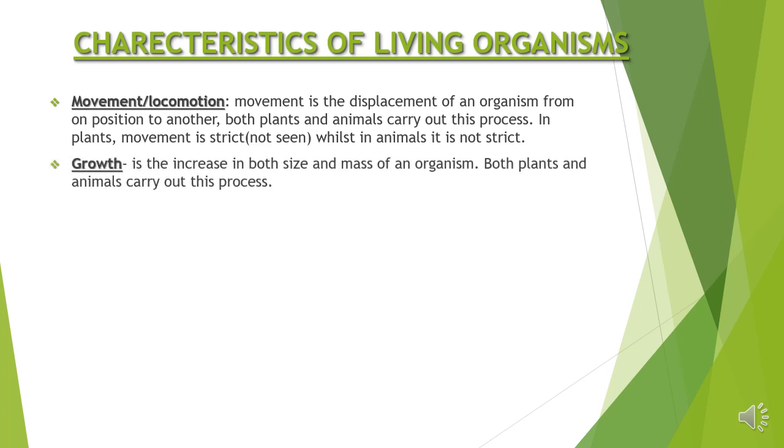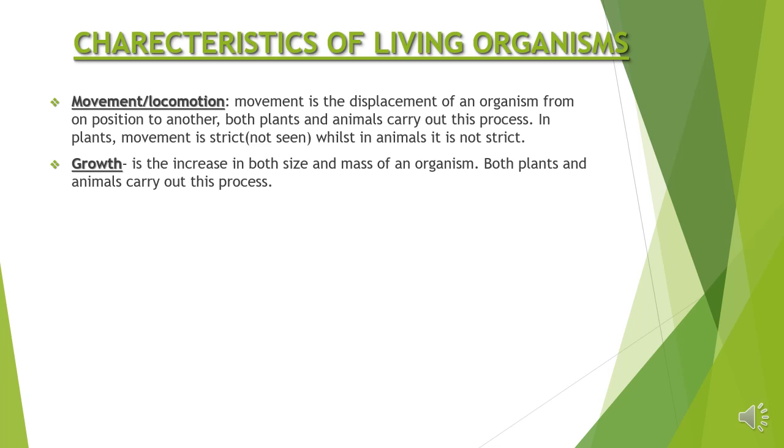The other characteristic that we should know is growth. Growth is actually defined as the increase in both the size and the mass of an organism. Both plants and animals do grow. So a plant will grow from a seedling, and then it grows to a full-grown plant. And an animal will grow from an infant until it is grown to a full-grown man or woman.